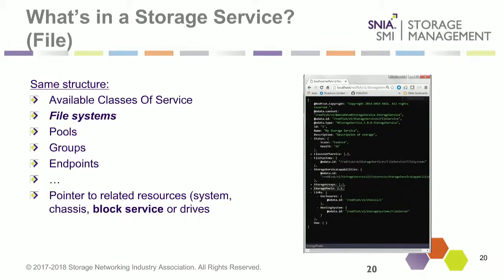So that's the storage service for block. If you look at the file, it's exactly the same, except that it describes file systems. It's got pools, it's got groups, it's got endpoints that describe how to get access to it, and pointers to related resources, including the block service on which it's based. So again, exactly the same information, just a superset of the block information that I've got described within this system.